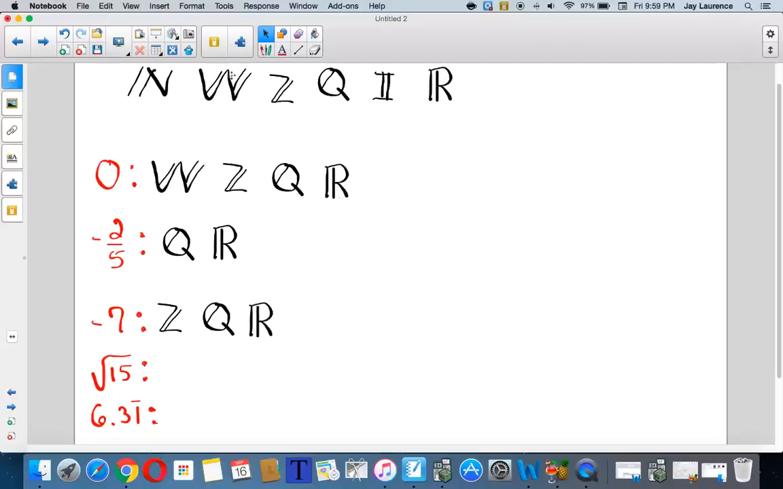All right, square root of 15. What is the square root of 15? I'll bet you don't know, and that's a good thing because there is no exact square root of 15. Square root of 15 is an irrational number. It's a decimal that goes on forever without repeating. There is no number times itself that equals 15. All right, it's also real. And then finally, 6 and 31/100ths with the 1 repeating. That's a repeating decimal, so that makes it rational. And, of course, it's real.